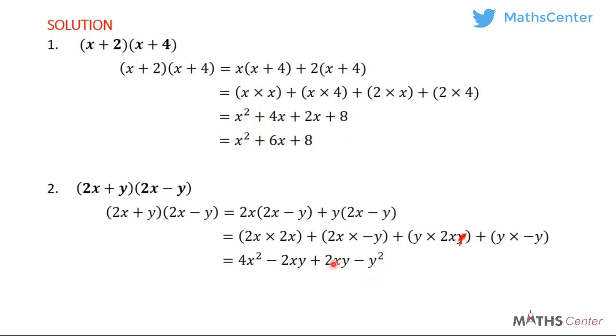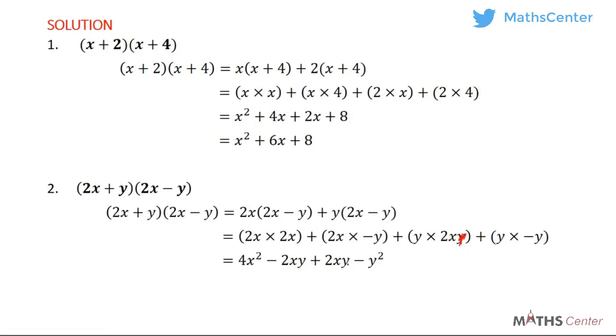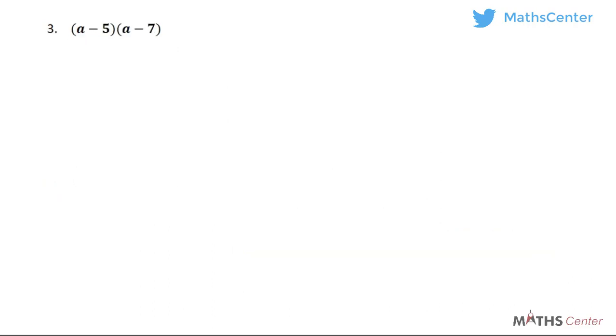So we can see from here that we have minus 2xy and we have plus 2xy. So minus 2xy and plus 2xy are going to cancel each other out. So finally we are going to get 4x squared minus y squared. Let's take the third example.